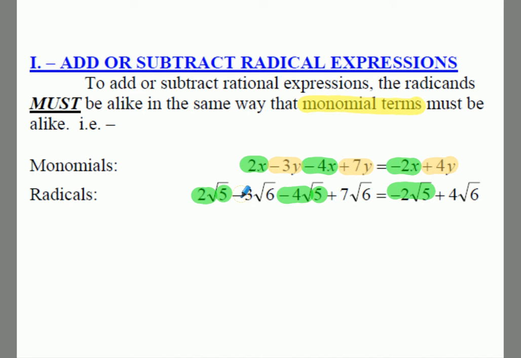If you have a negative 3 radical 6, the only thing that can be added to it is another radical 6. So you'd add that to a 7 radical 6. Negative 3 plus 7 is a 4 radical 6. So notice how the numbers underneath your radicals don't do anything. They don't change. They just show you what we can add together.